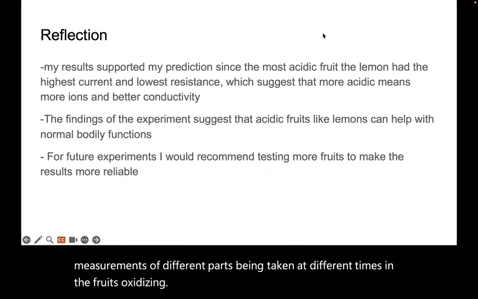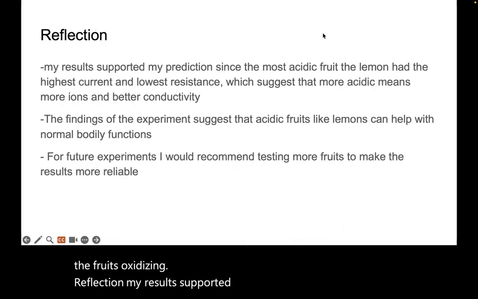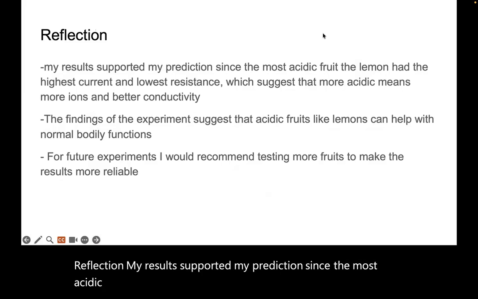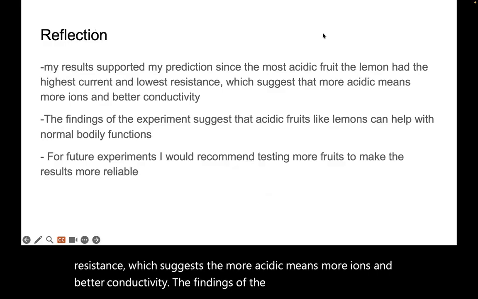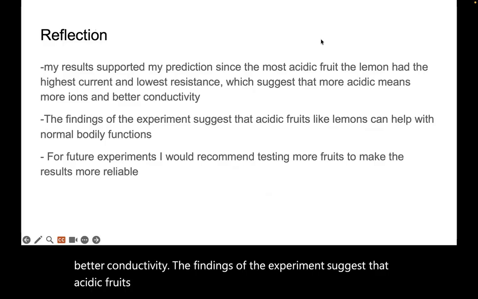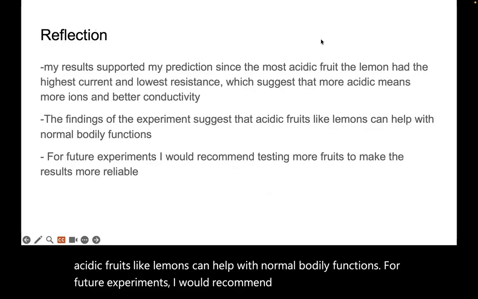Reflection. My results supported my prediction, since the most acidic fruit, the lemon, had the highest current and the lowest resistance, which suggests the more acidic means more ions and better conductivity. The findings of the experiment suggest that acidic fruits, like lemons, can help with normal bodily functions. For future experiments, I would recommend testing more fruits to make the results more reliable.